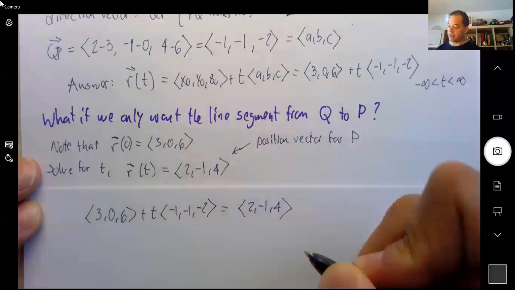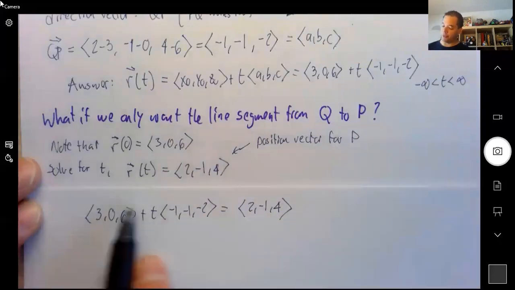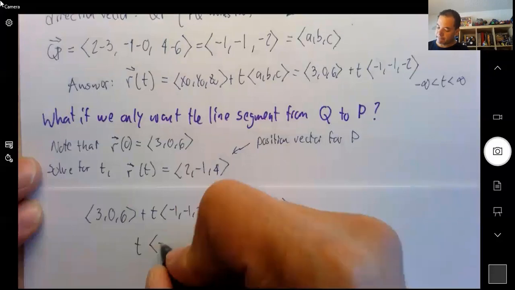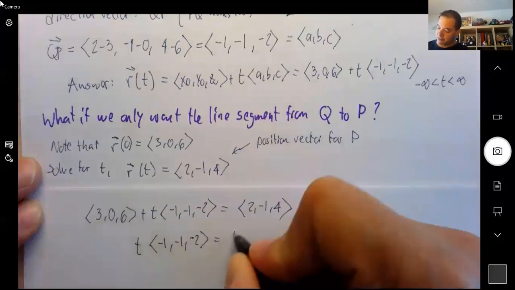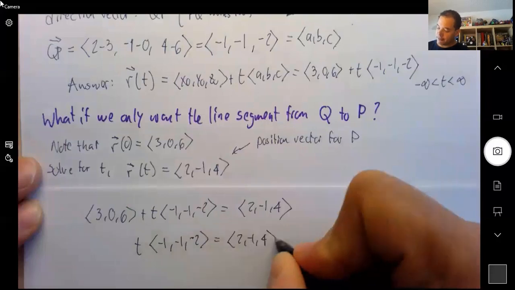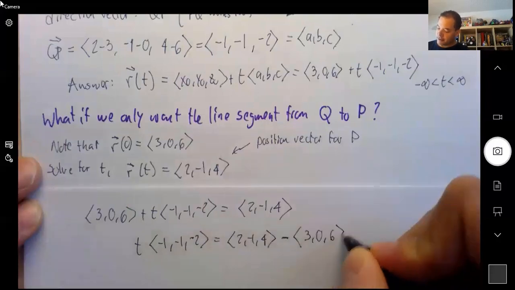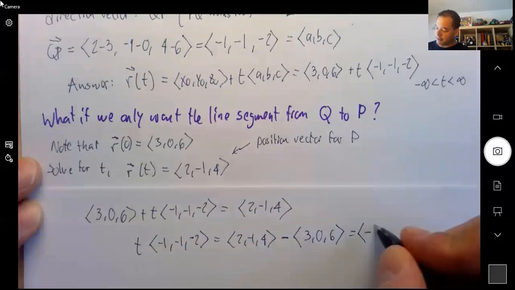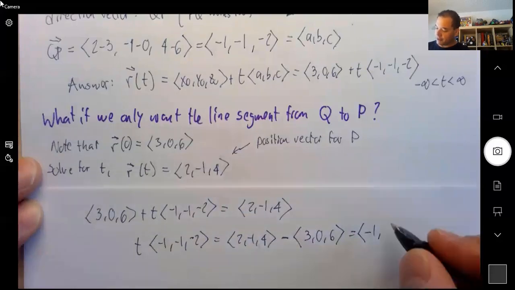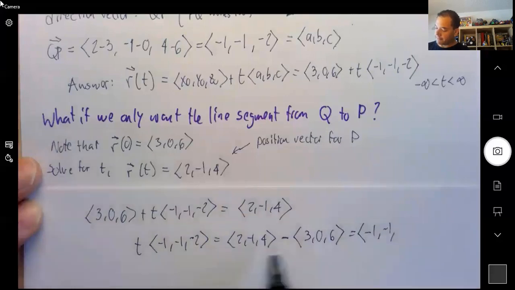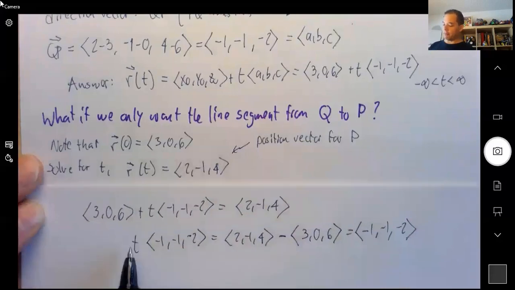Right? So I want to solve for T. So I subtract this vector from both sides: <2, -1, 4> minus <3, 0, 6>. And this is 2 minus 3 is -1, -1 minus 0 is -1, and 4 minus 6 is -2. Right? And then that's super easy. What T should I multiply this vector by so that I get the same vector? Well, 1. So T equals 1.